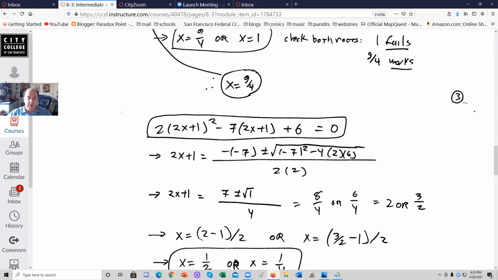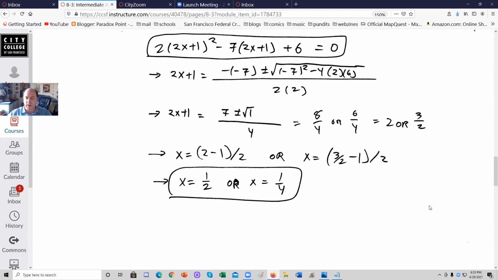B is negative 7, which goes here and here. A is 2, which goes here and here. C is 6, which goes here. Minus negative 7 is 7, plus or minus root of this monstrosity, which turns out to be 1, all over 4. Root 1 is 1. 7 plus 1 over 4 is 8/4. 7 minus 1 over 4 is 6/4. That's 2 or 3 halves.